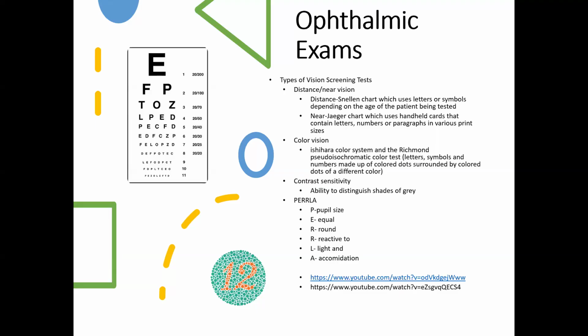For near vision, you use what we call a Jaeger chart. It uses handheld cards that contain letters, numbers, and paragraphs in various print sizes. You view those close up, and they determine if you have any issues with your near vision.